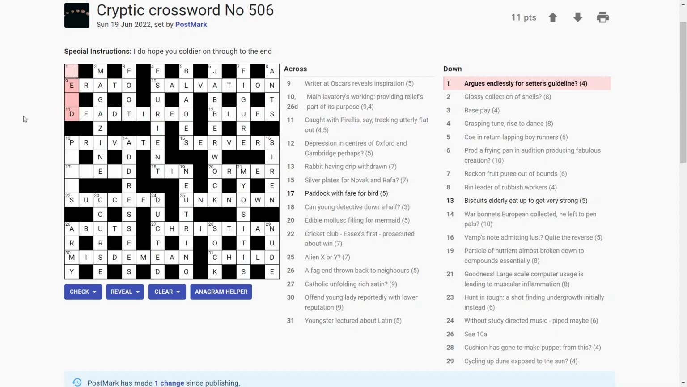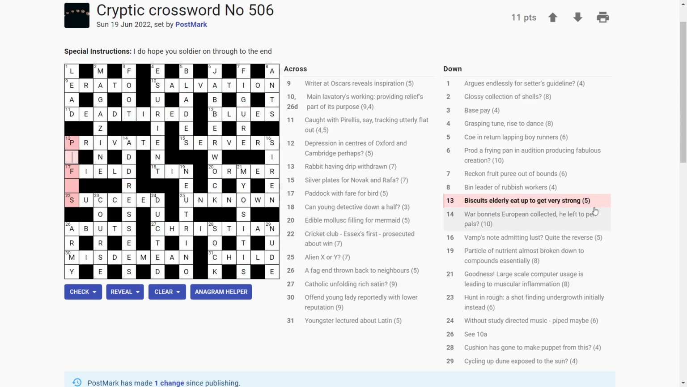Argues endlessly for setter's guideline. Plead? Oh, okay, that's a great clue. It pleads without the first and last letter. That's argues endlessly. And the setter's guideline is the setter as in a dog. A dog's guideline is its lead. Very clever. So this does look like field then. It's definitely a field. Fair for bird. Is it just saying that that's where a bird would find some food?